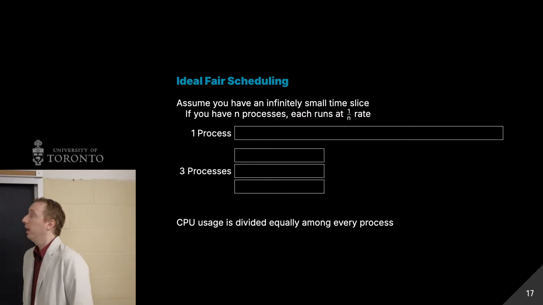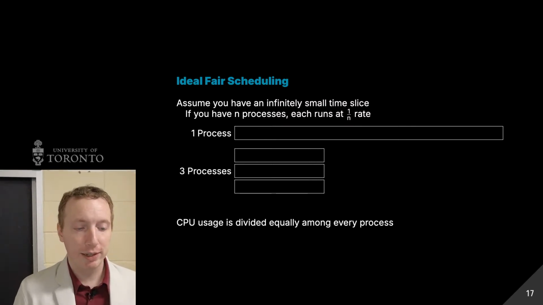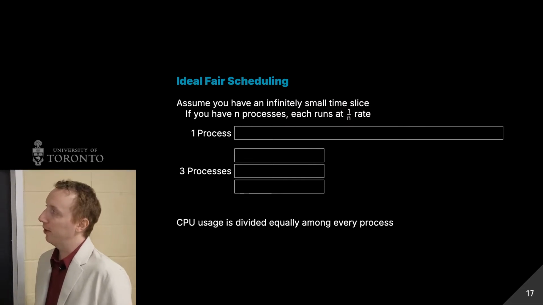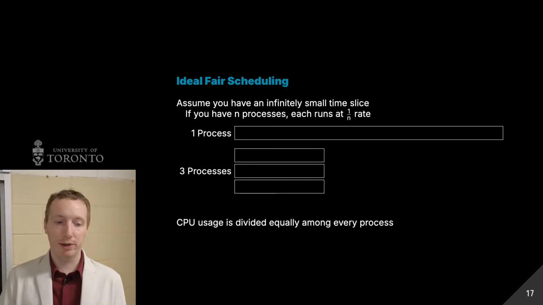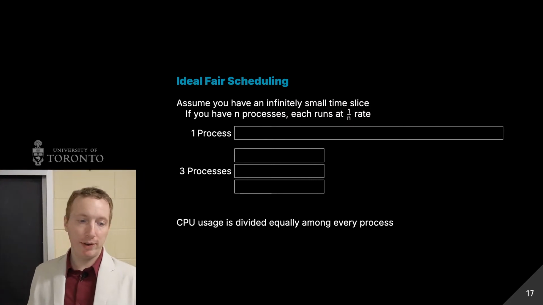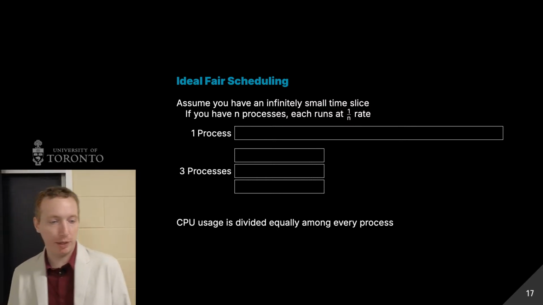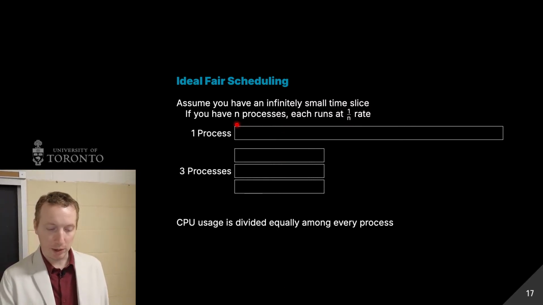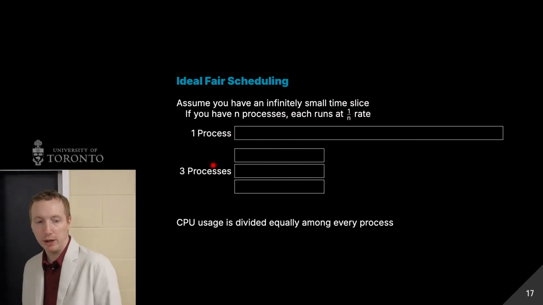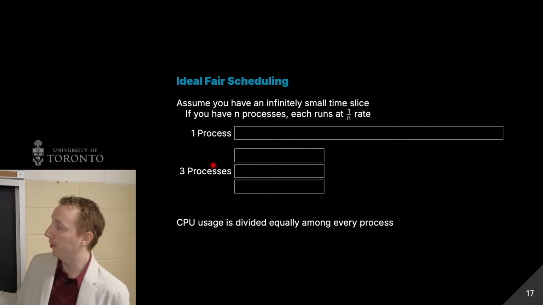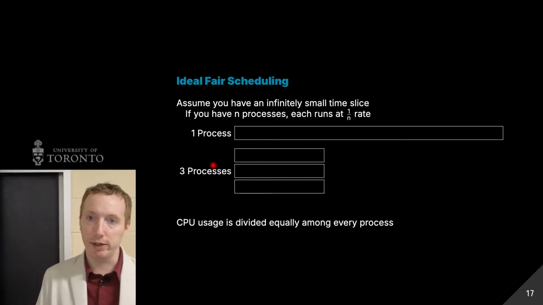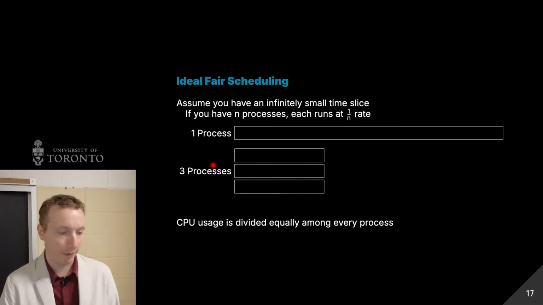So if I think about ideal fair scheduling, assuming I don't have to worry about context switches and I have infinitely small time slices, the fairest thing to do, again just talking about one single CPU, is if I have n processes, I give each of them an nth of the CPU. If I have one core and one process, it gets the entire core. If I have 3 processes and one core, they each get a third of the time. So the CPU usage is divided equally among every process. It's like sharing with your siblings fairly. You all get a fair shot at whatever you fight about.